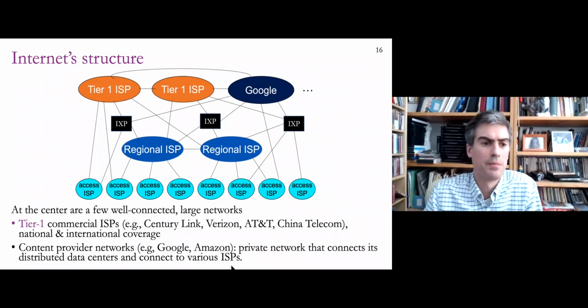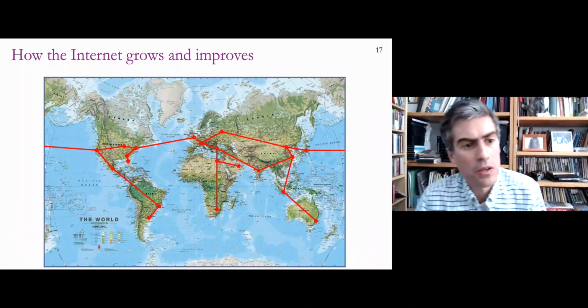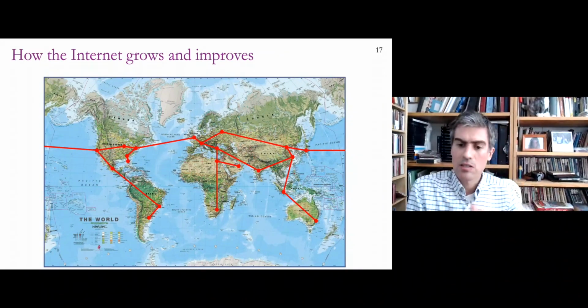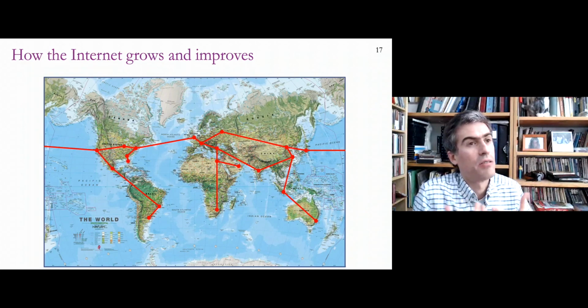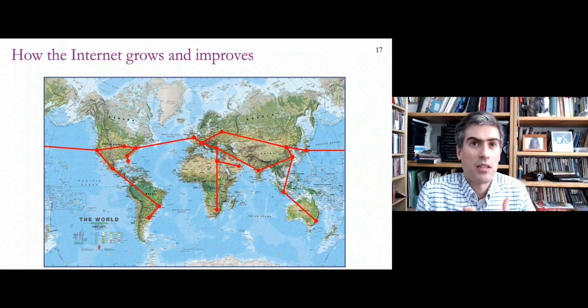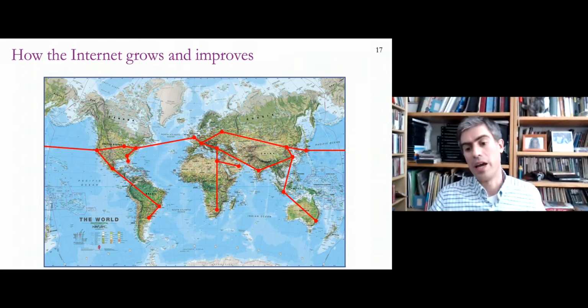Okay. Now I want to go through a little fun experiment to talk a little about the economics of how the internet grows, and the advantage of the internet being decentralized, and how that leads to it improving and growing in a natural way.